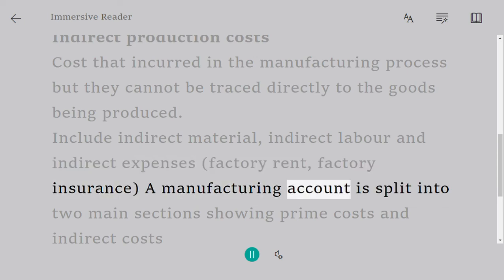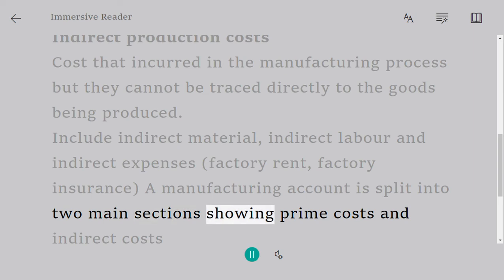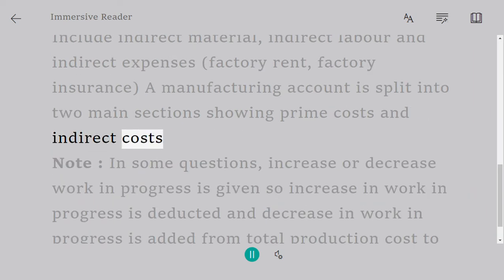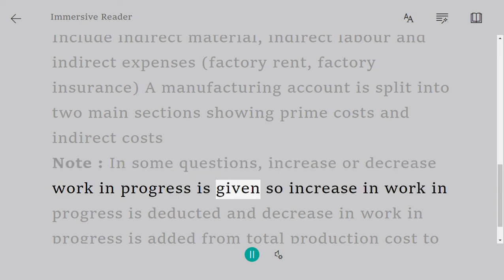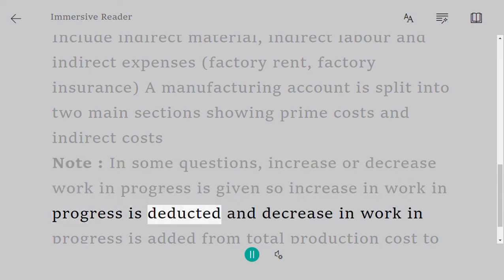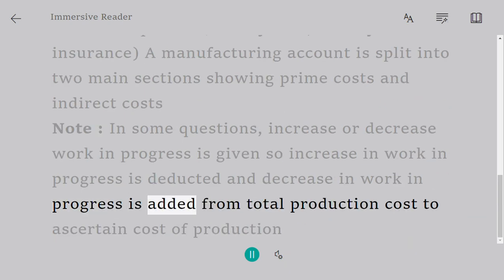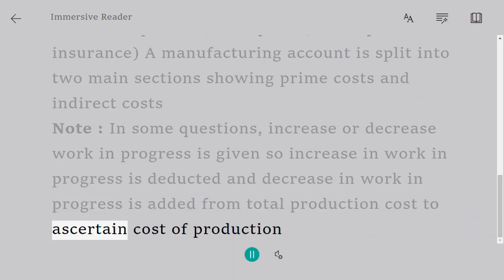A manufacturing account is split into two main sections, showing prime costs and indirect costs. Note, in some questions, increase or decrease in work in progress is given, so increase in work in progress is deducted and decrease in work in progress is added from total production cost to ascertain cost of production.